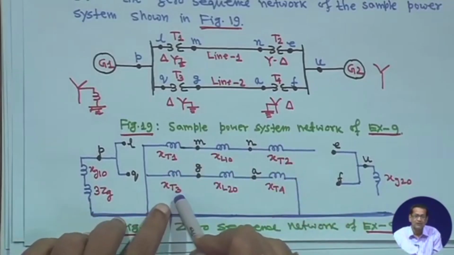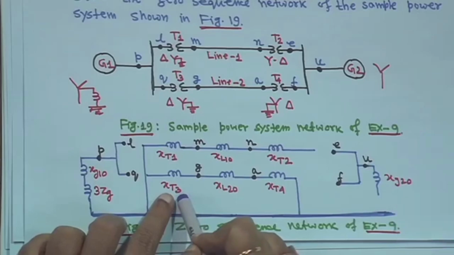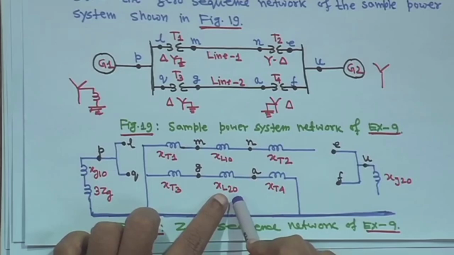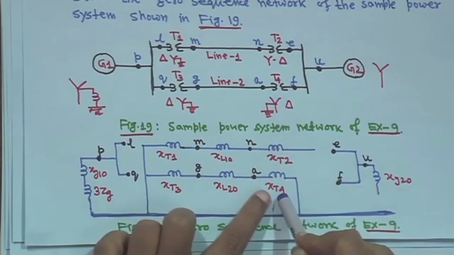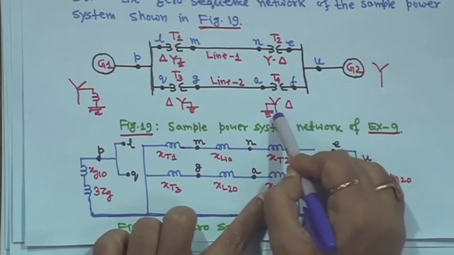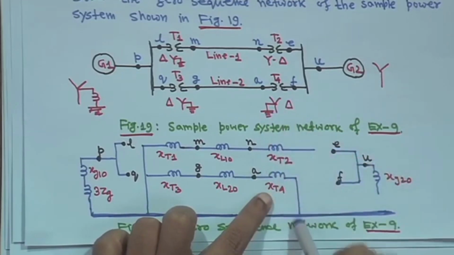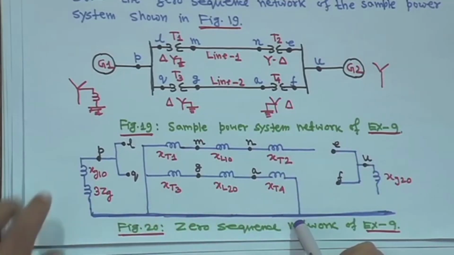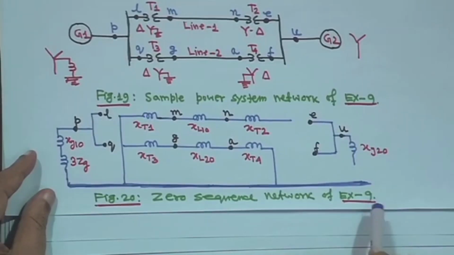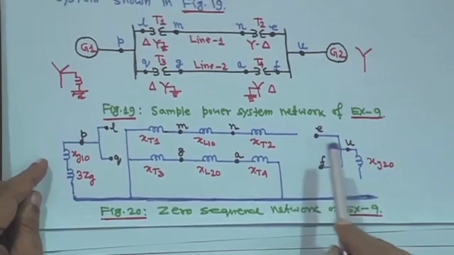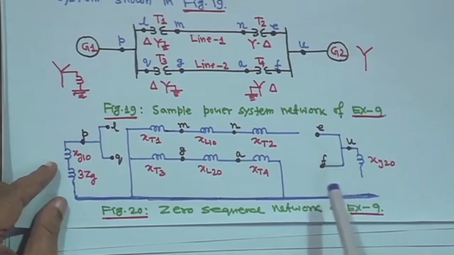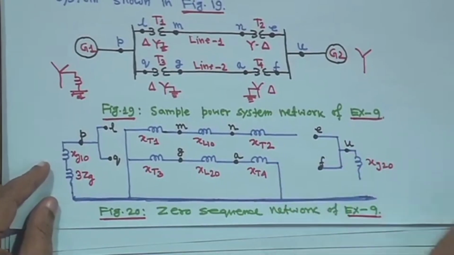Line 2, this is also line 2, x 2 3, then this line is actually x L 20, right, and this transformer is x t 4, the transformer 4, but this is actually grounded, star is grounded. So, it is grounded. So, this way this is the 0 sequence network of this example. So, this way you should practice a little bit, then things will be easier for you.